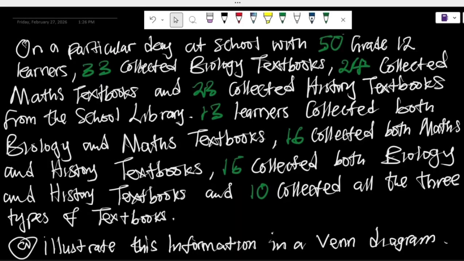Now the question is, illustrate this information in a Venn diagram. So how do you illustrate this information in a Venn diagram? Well, the first thing to do is to realize that there are three sets here because there are three textbooks. So we are going to have three sets. So let's try and draw this particular Venn diagram.